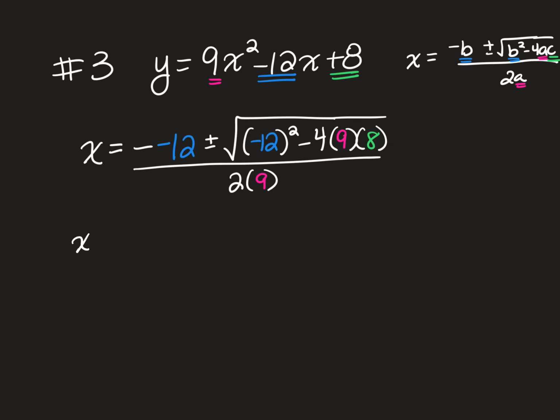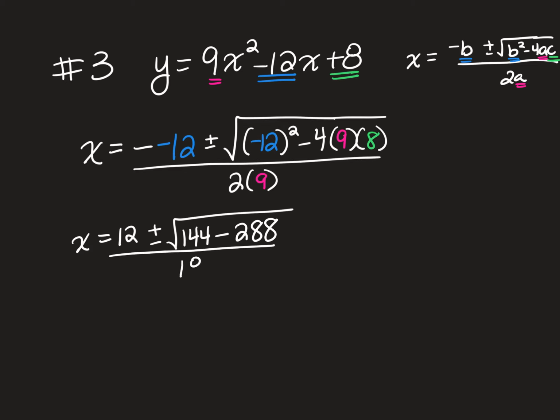So we'll have x equals, now, negative 12, that's positive 12, plus or minus, and you can probably do this part in steps here, 144 minus, so you have to do 36 times 8, which will give you 288, all over 18. Okay, let's take this one step further. We'll have 12 plus or minus, so 144 minus 288 is negative 144, all over 18.